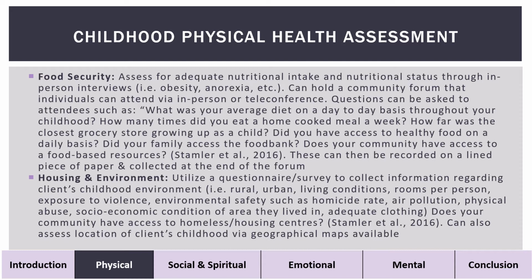Specific questions can be asked regarding dietary habits, resources available in the community, and accessibility to food. These answers can then be recorded on paper and collected at the end of the forum. Housing and environmental influences can be assessed via a survey, and the client's childhood geographical location can be assessed by looking at community maps. This survey is available online, in person, or by phone.